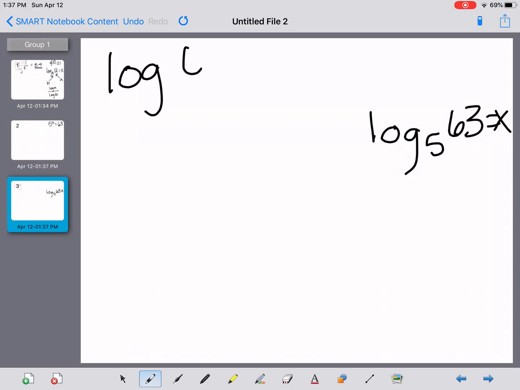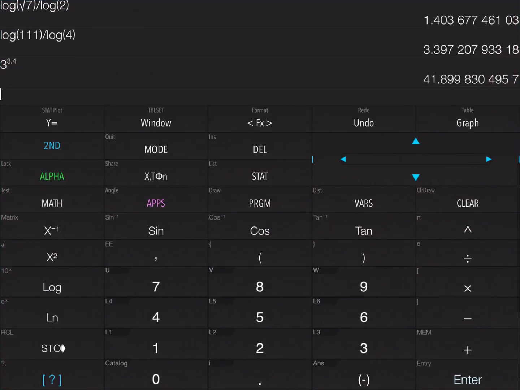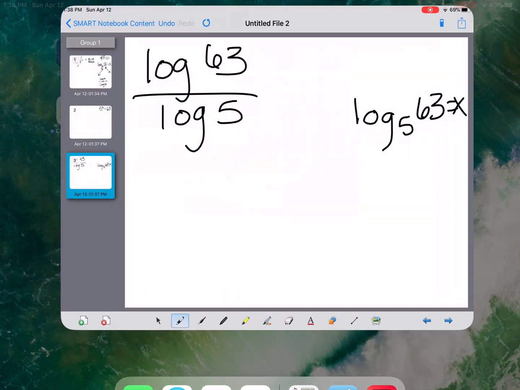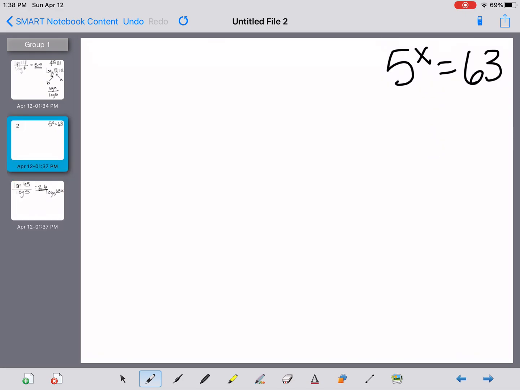So I should get log 63 over log 5. If we punch that in, log 63 and, in parentheses, log 5, I get, let's just say, 2.6. And that's my exponent. That would be the exponential value that would make that work, right around 2.6.